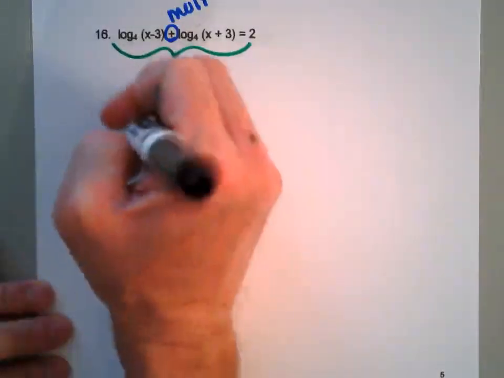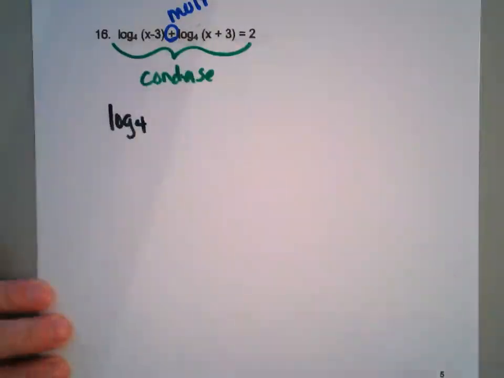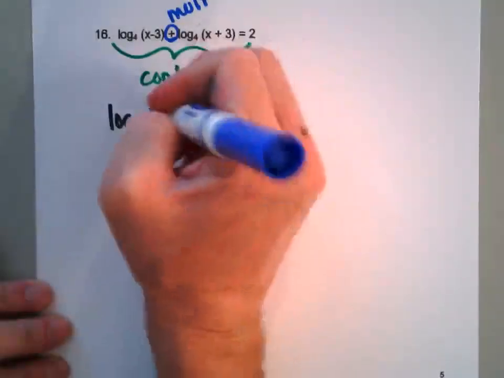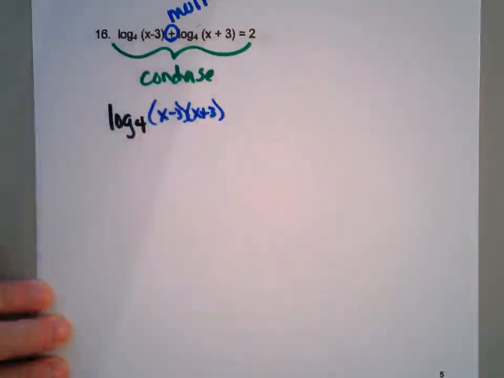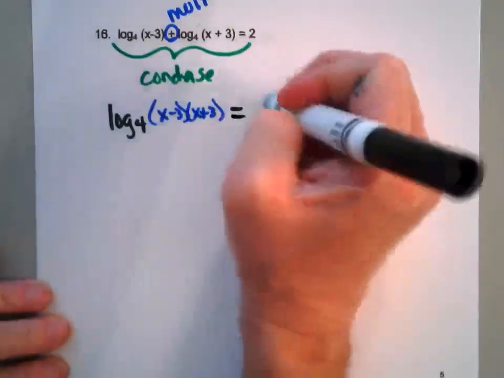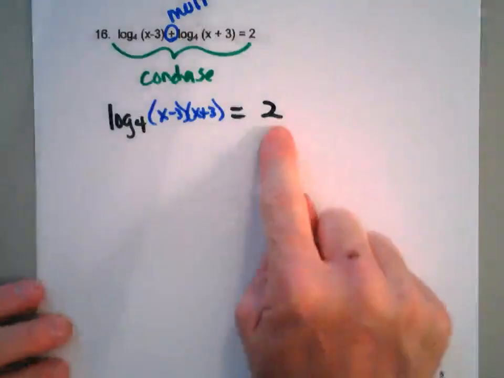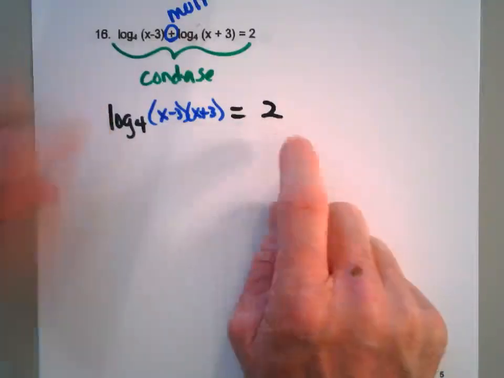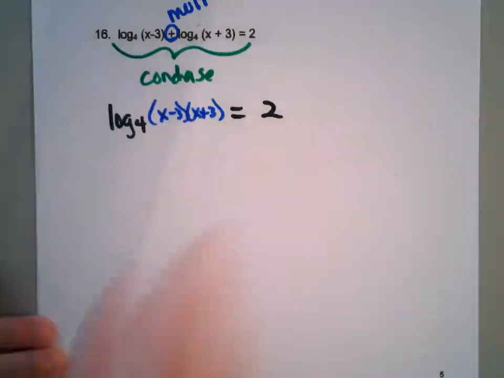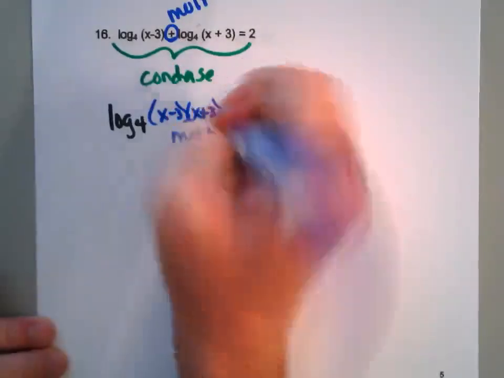Okay, so we have log base 4 of x minus 3 times x plus 3 equals 2. Okay, notice no logarithm on this side. So this log base 4 can't just cancel out. We have to do a little work. We have to rewrite it before we can get that logarithm to go away. But the first thing we have to do is actually do the multiplication.